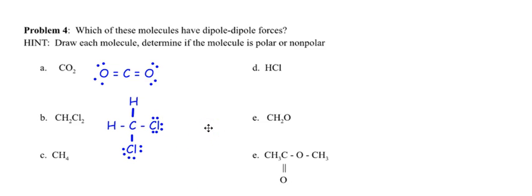The next one is here. And what's happening? We have a polar molecule. Why? Because it is not symmetrical. I have 2 hydrogens and 2 chlorines, not symmetrical. And this right here and this right here are polar bonds. So yes, this is a polar molecule with dipole-dipole and London dispersion, but the stronger one is going to be dipole-dipole.